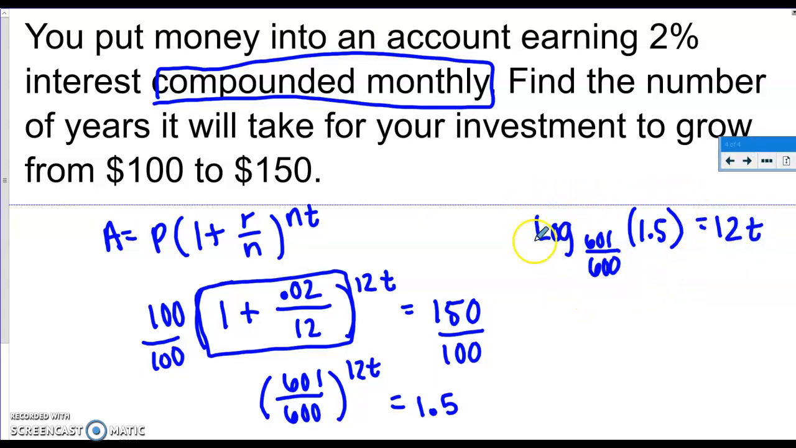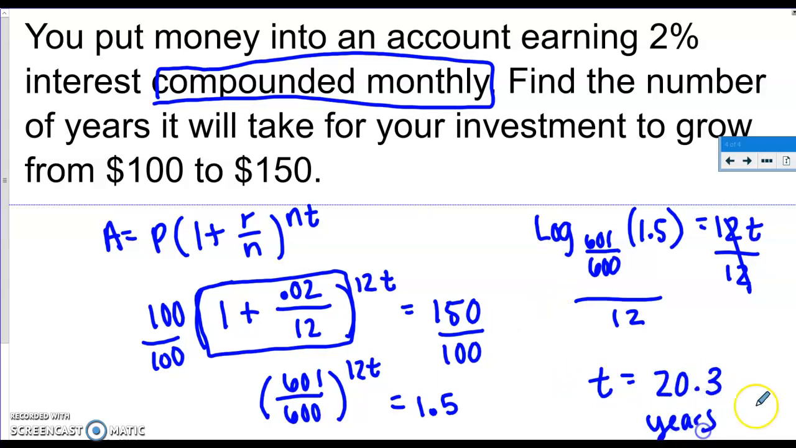So after I figure out what this is, I will still need to finish getting t by itself. So I'll have to finish dividing by 12. So when I type that in the calculator and then divide that number by 12, I get about 20.3 years. All right, so use these examples to help you with the 6 or 7 examples that are on the scavenger hunt.